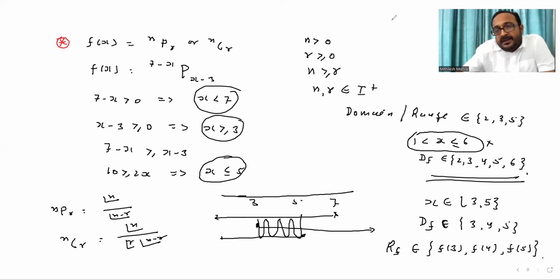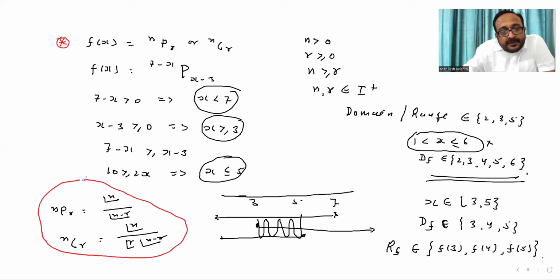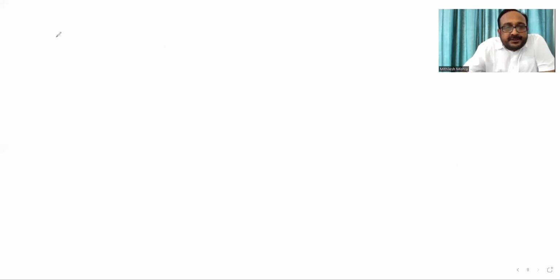Right? So this is the way to find the domain and range of a function in the form of nPr or nCr. Let us see the next point.